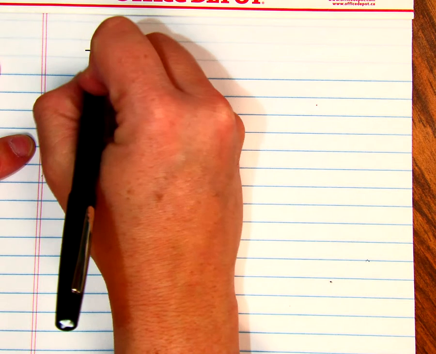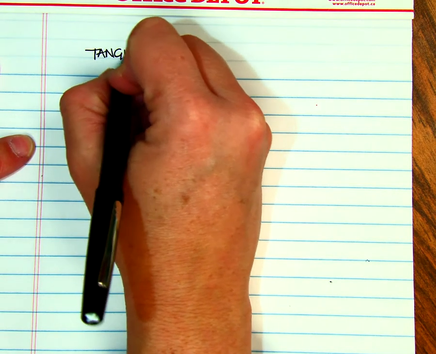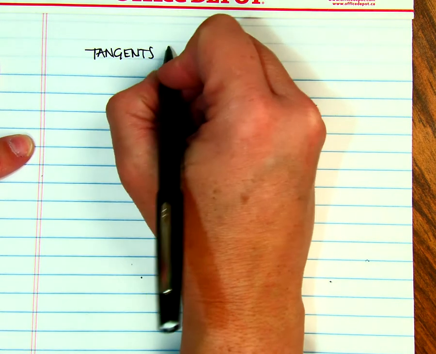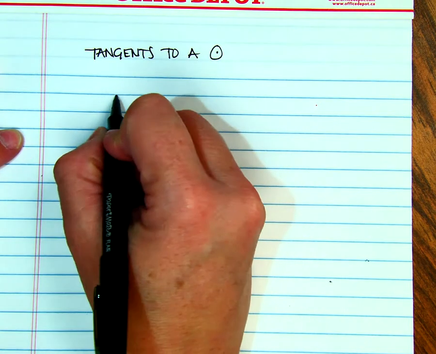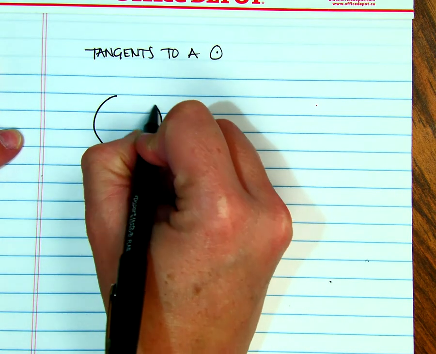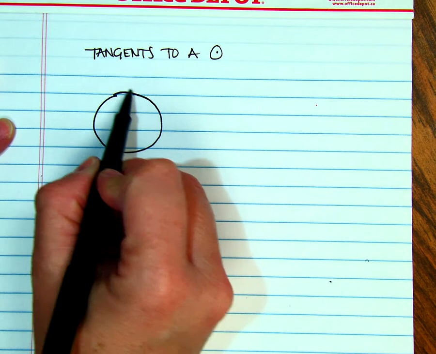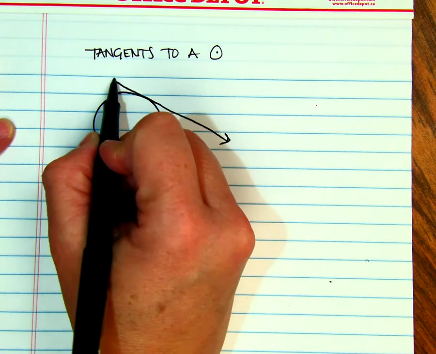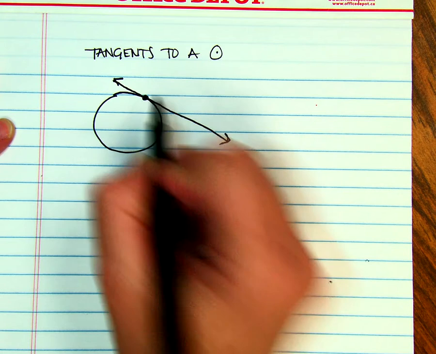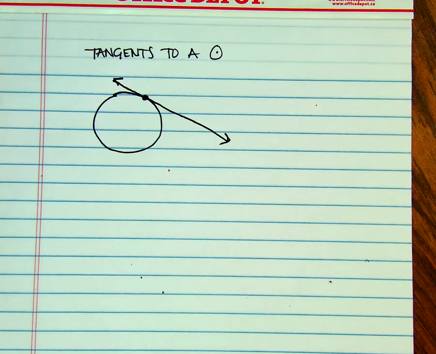Okay, so we're going to talk about tangents today, and specifically tangents to a circle. So if we have a circle and you have a line that intersects the circle at exactly one point, that is called a tangent.